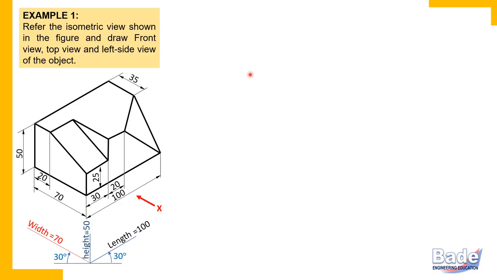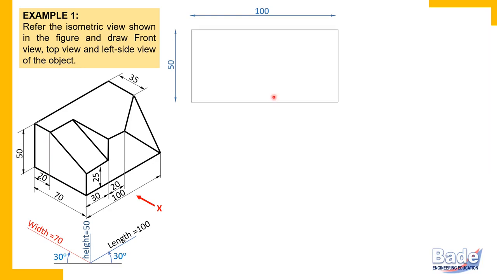Orthographic views are two-dimensional views. In the front view, you get length horizontally and height vertically. So first of all, check what the overall length and overall height of the object are: height is 50 and length is 100. Use these dimensions. Remember, in the front view, width does not appear. So focus on length and height and simply complete a rectangle. Length is 100 millimeters, height is 50 millimeters. So with these dimensions, draw a rectangle.